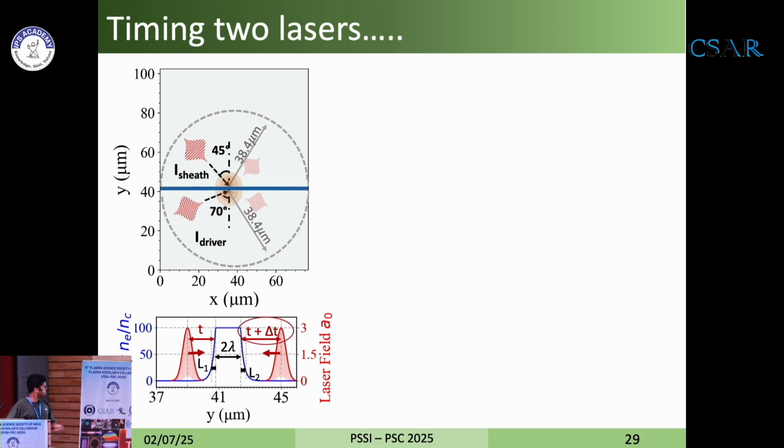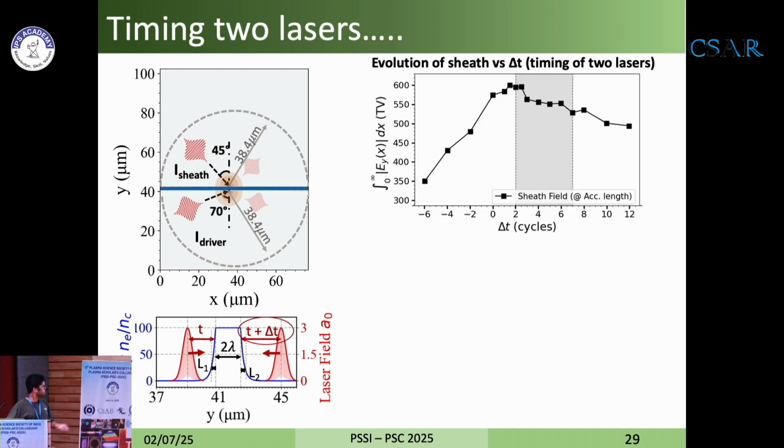So next, we know about this delta T timing between the two lasers. The top part is the evolution of the sheath field versus the delta T. When the particle was being accelerated, what was the value of that sheath field is what I've shown. The negative scale shows that the particle is accelerated first, and then the sheath field comes, which is actually a very small value. And then in the positive cycle, you can see a jump in the sheath field.